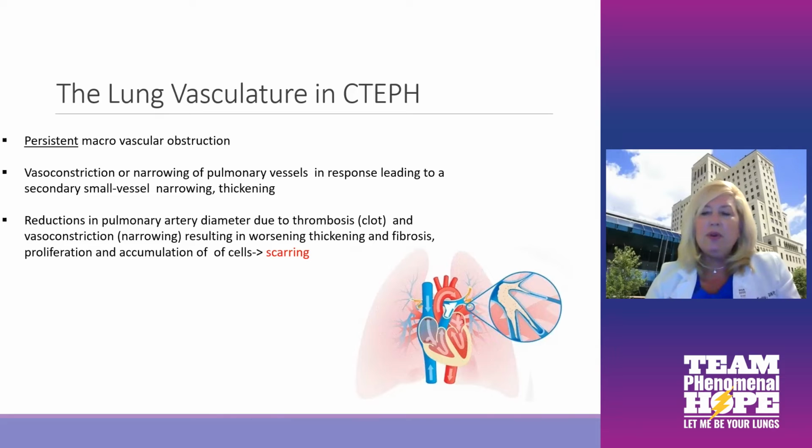And when we remove this in the surgery that Dr. King will talk to you about, it is actually like a balloon type substance. It's very thick and sticky and very occlusive, if you will. So there's a vasoconstriction or narrowing of those pulmonary vessels that are occluded in response, leading to a secondary small vessel narrowing distal to that clot.